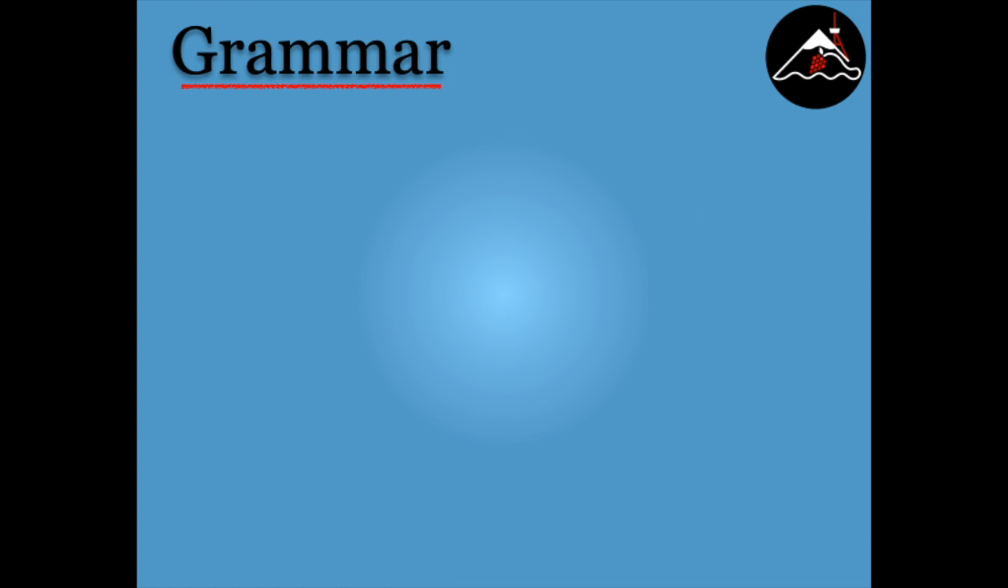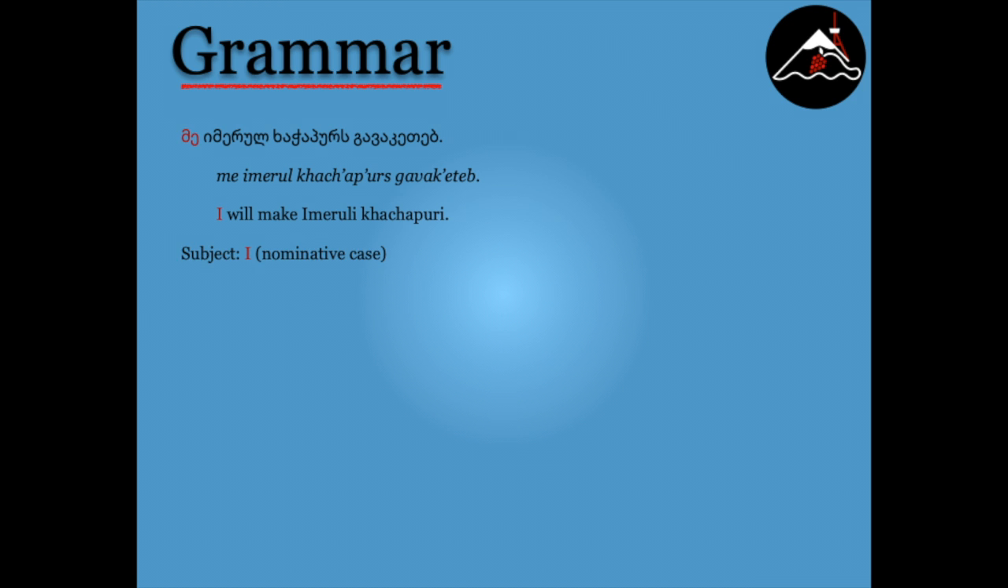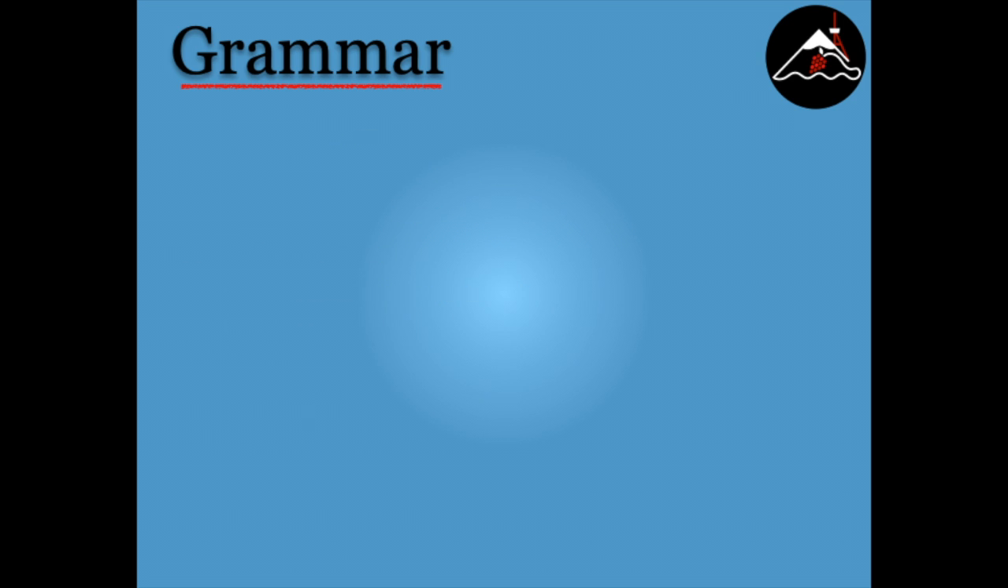Look at this sentence. Me imerul khachapurs gavakatem. I will make imeruli khachapuri. The subject I is in the nominative case. The direct object, which is the thing which the subject is acting upon, is imeruli khachapuri, and as such is in the dative case. The verb ends the sentence. If you're using a simple sentence such as this, try to stick with this word structure.